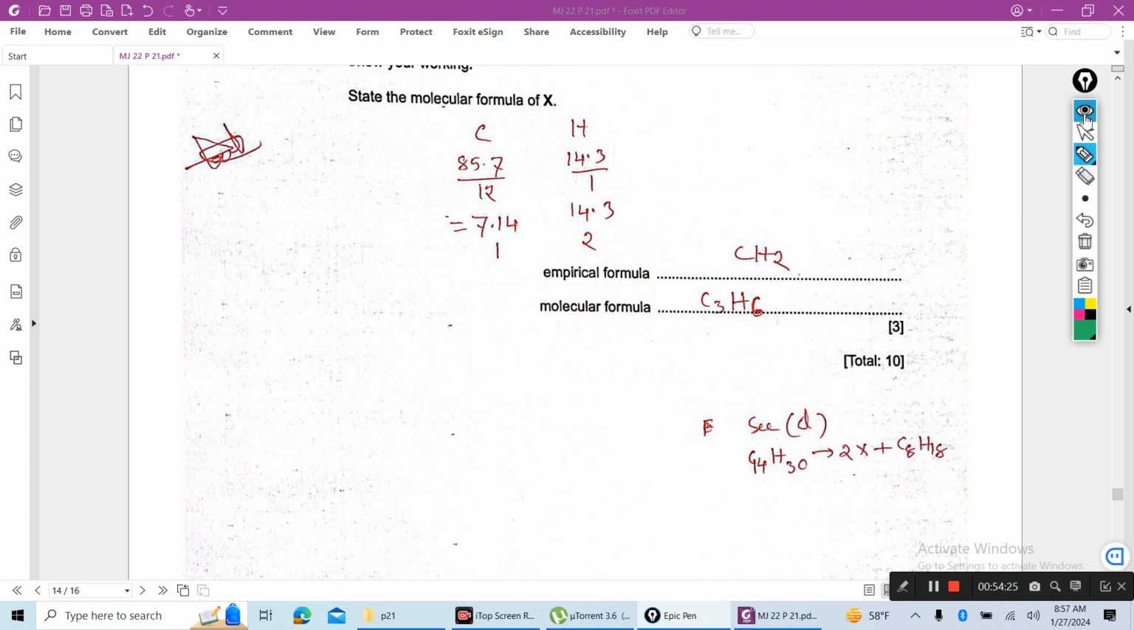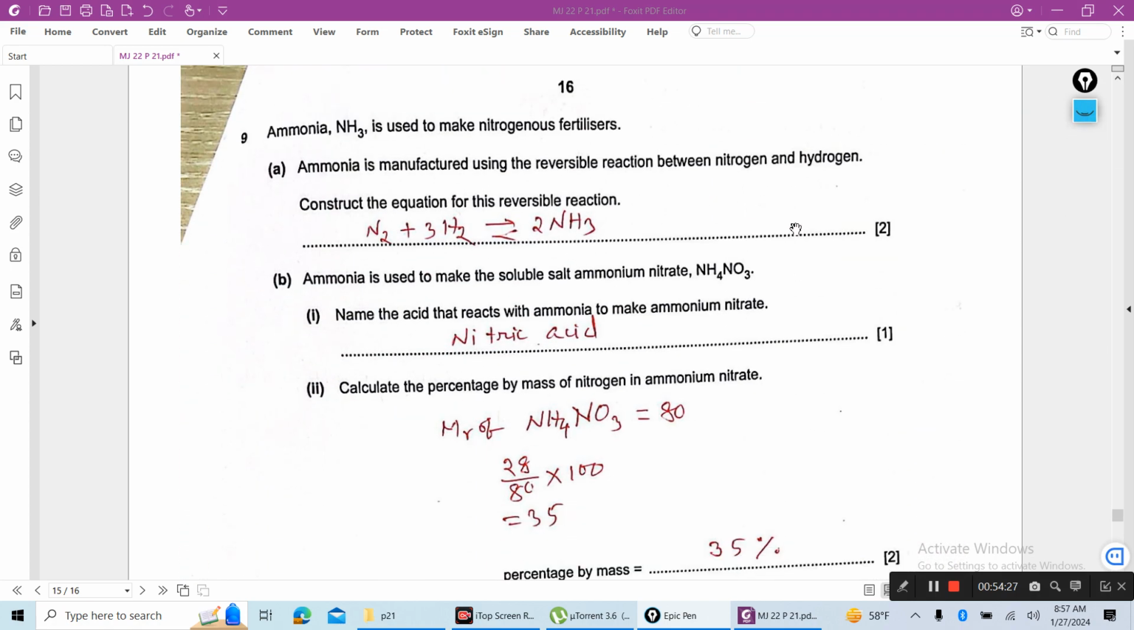Now next, ammonia is used to make nitrogen fertilizers. Ammonia is manufactured using the reversible reaction between nitrogen and hydrogen. Construct the equation for this reversible reaction. Nitrogen reacts with hydrogen to produce ammonia. This is the manufacture of ammonia by the Haber process. 1 mole nitrogen reacts with 3 mole hydrogen to produce 2 mole ammonia.